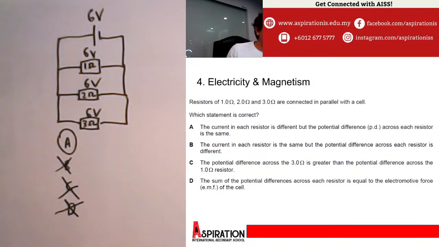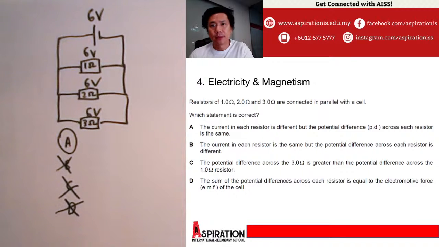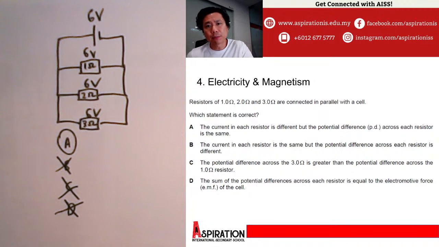Now, I want to ask you all a question, and I wish to read your comments after this. What is the relationship between the currents in the 1, 2 and 3 ohm resistor respectively? To make it simpler, what is the relationship between the current in the 1 ohm and the current in the 2 ohm resistor? Can I see your answer in the chat section?